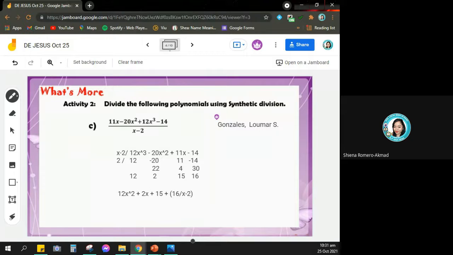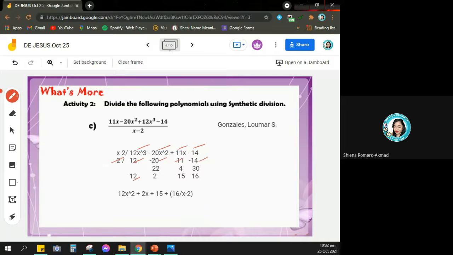So, we have 12x cubed, correct? Sige, isa-isahin natin. Correct? 12x cubed minus 20x squared, correct? Plus 11x minus 14. So, this is positive 2, correct? 12, positive 12, positive 20, positive 11, negative 14, correct? So, bring down 12 times 2 is, 12 times 2.